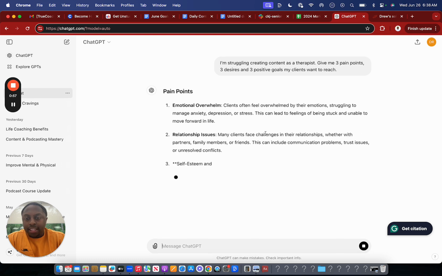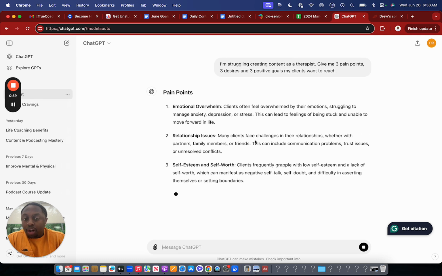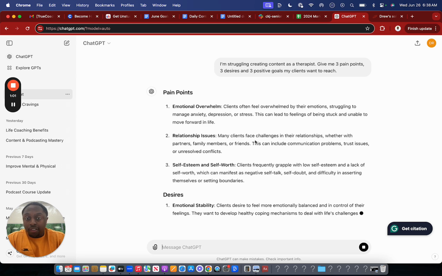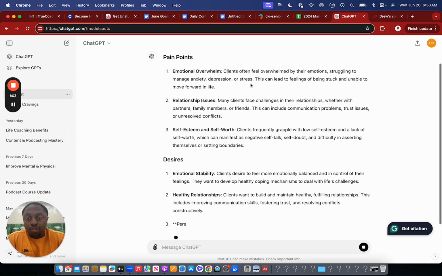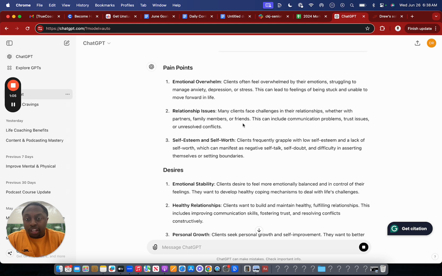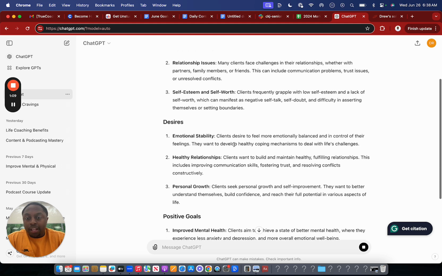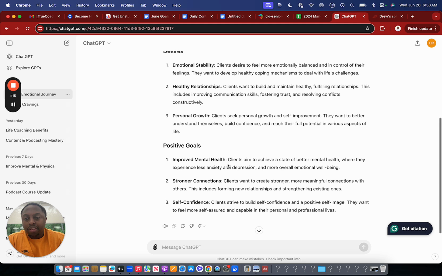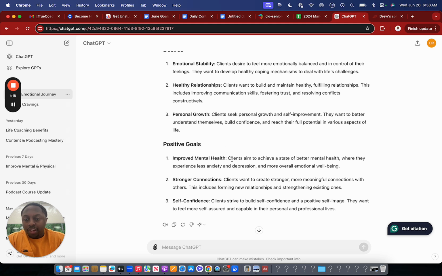When I see these things, these are things that I could talk about if I was a therapist. I could talk about how they feel being emotionally overwhelmed, relationship issues, that's always going to be a big one, self-esteem. The desires, this is what they want. I got emotional stability, healthy relationships, personal growth. And then I got positive goals. These are things they want to do.